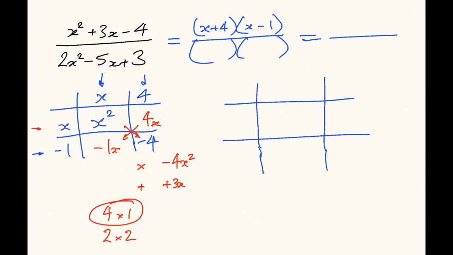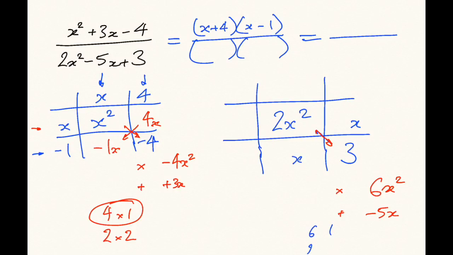I'll do another grid, where we've got 2x squared and 3. Again, if we multiply these together, 6x squared. So we know that would be the multiple, and then this has to be minus 5x. So we've definitely got x here, and then factors of 6 are going to be 6 and 1, or 2 and 3, and we need it to be negative 5. So it could be minus 6 plus 1, or it could be minus 2 minus 3.